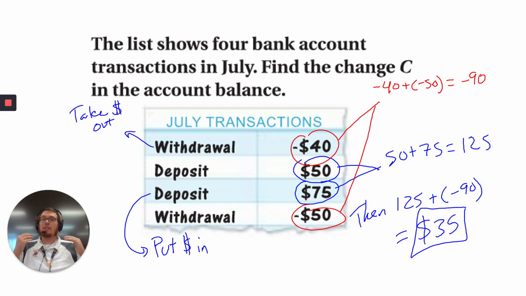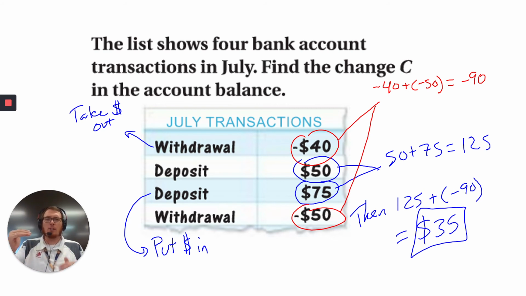Now, what this question doesn't tell you is how much money was in your bank account to start with. But you'll notice all we're trying to do is find the change in the bank account. So it doesn't matter if you had $1, $5, $100, $1 million like my bank account has. But when you're figuring out change, it doesn't matter what you started with. So I could have $1,000 or $10,000. It doesn't matter. You're trying to figure out how much it changed. And so it's irrelevant to what you started with.